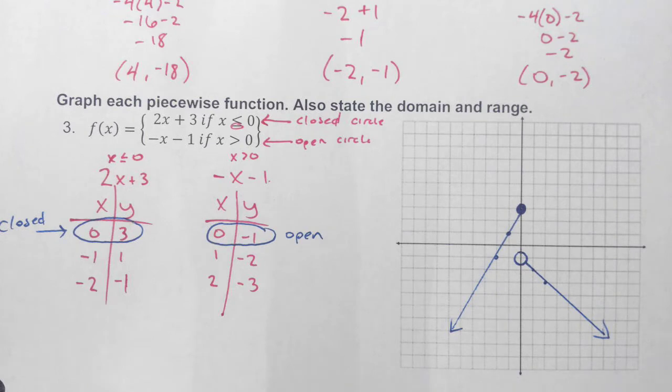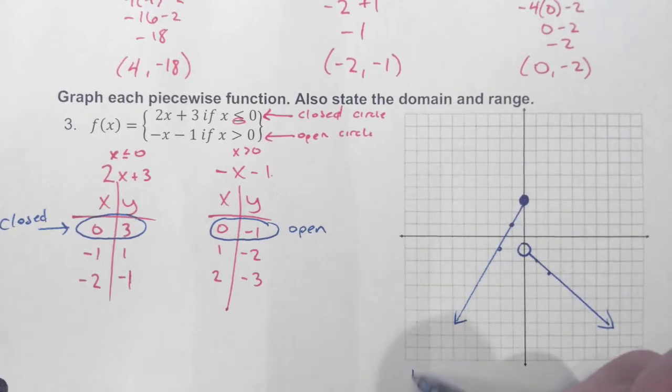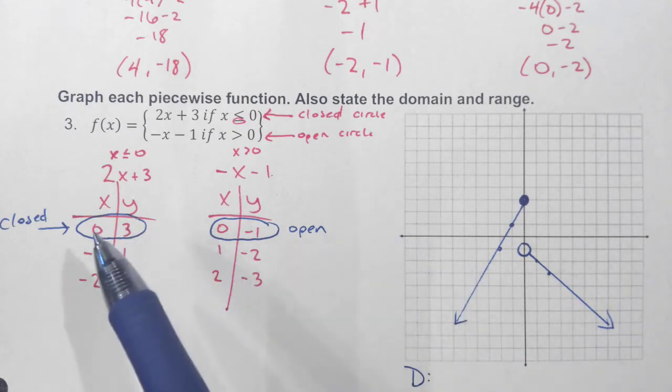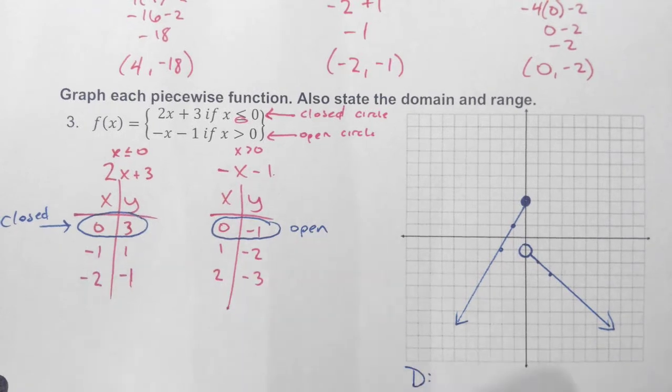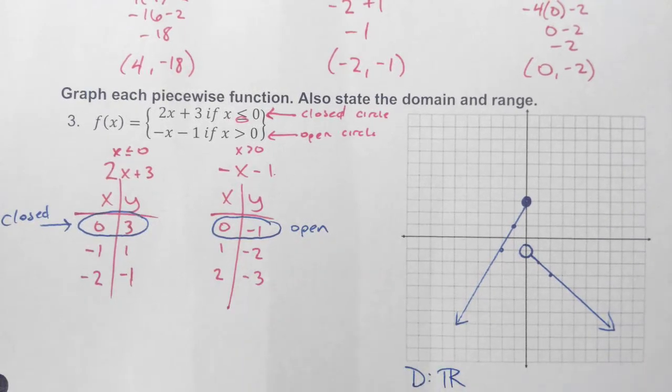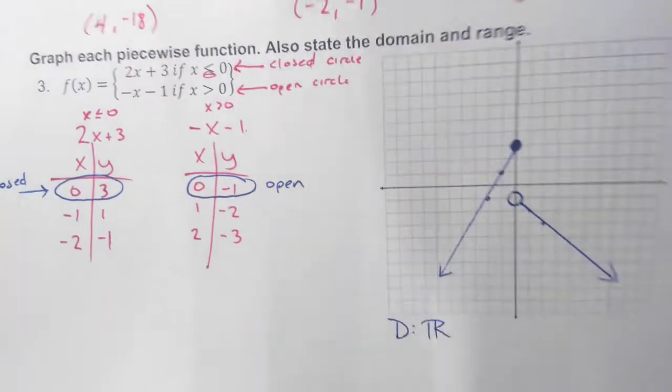All right, the domain. Well, we're also asked to state the domain and the range. So the domain are, remember, the domain are the x values. What x values can we pick? Could we pick 0? Yes. Could we pick positive numbers? Yes. Could we pick negative numbers? Yes. So the domain is typically going to be all real numbers. So that's going to be the case here. My domain is all real numbers.